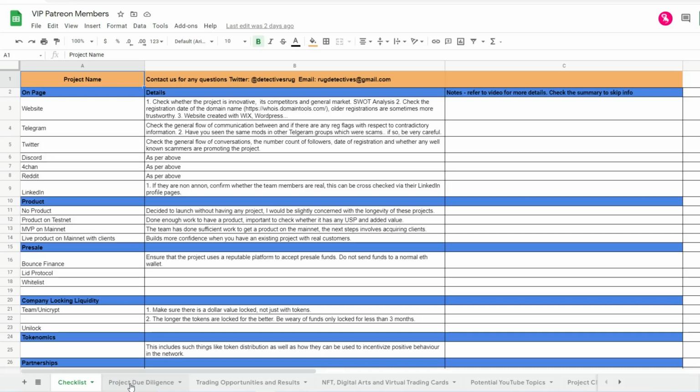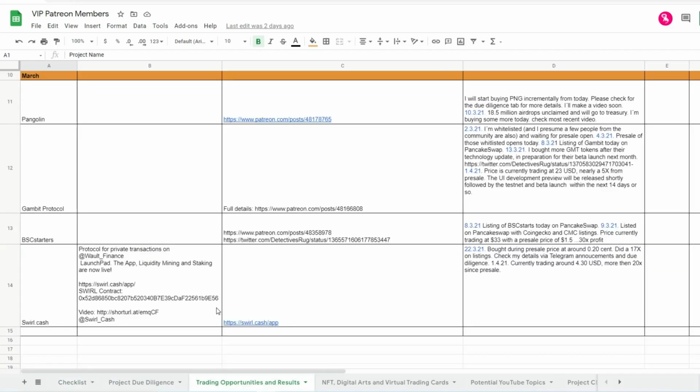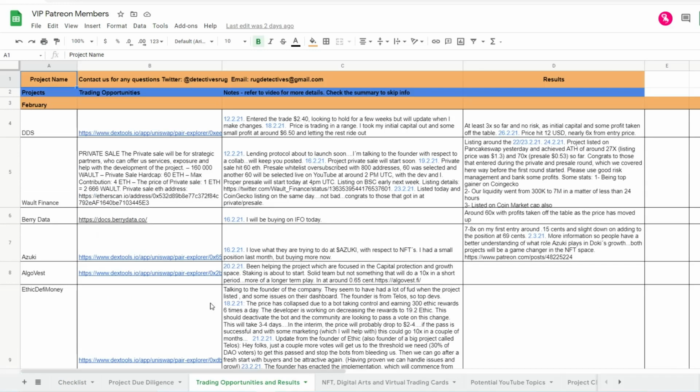After the project due diligence that we do, which could take 1 day, 1 week, or 6 months, we just don't know, if a specific project is of interest, we will move it over from the project due diligence section in this tab to the trading opportunities and partners and results. You can see here, this is from the previous month.